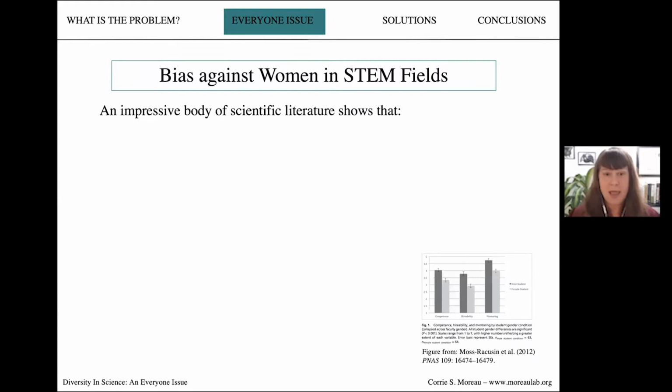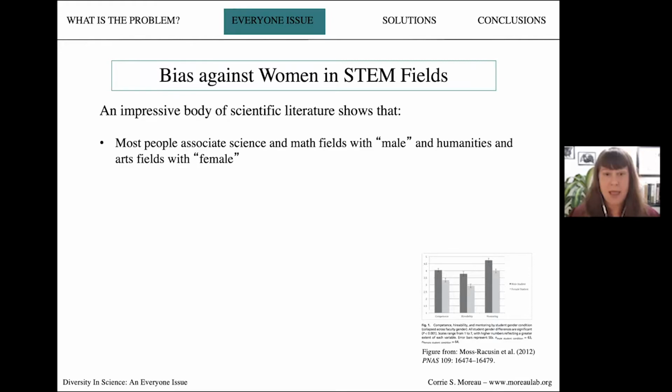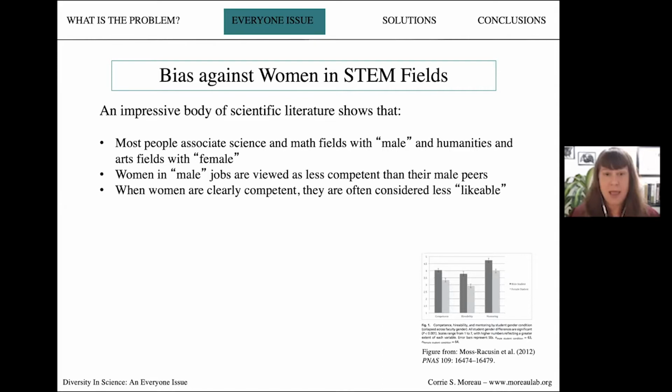There is an impressive body of literature that shows that there's a bias against women in STEM. Most people associate math and science fields with being male, and humanities and arts fields with being female. And if you did any of those online bias tests, you can actually see how you yourself fit into this preconceived idea. Women in male jobs are often viewed as less competent than their male peers. When women are clearly competent, they're often considered less likable. When men are very competent in their jobs, they're considered leaders, whereas women with the same attributes are often considered bossy.